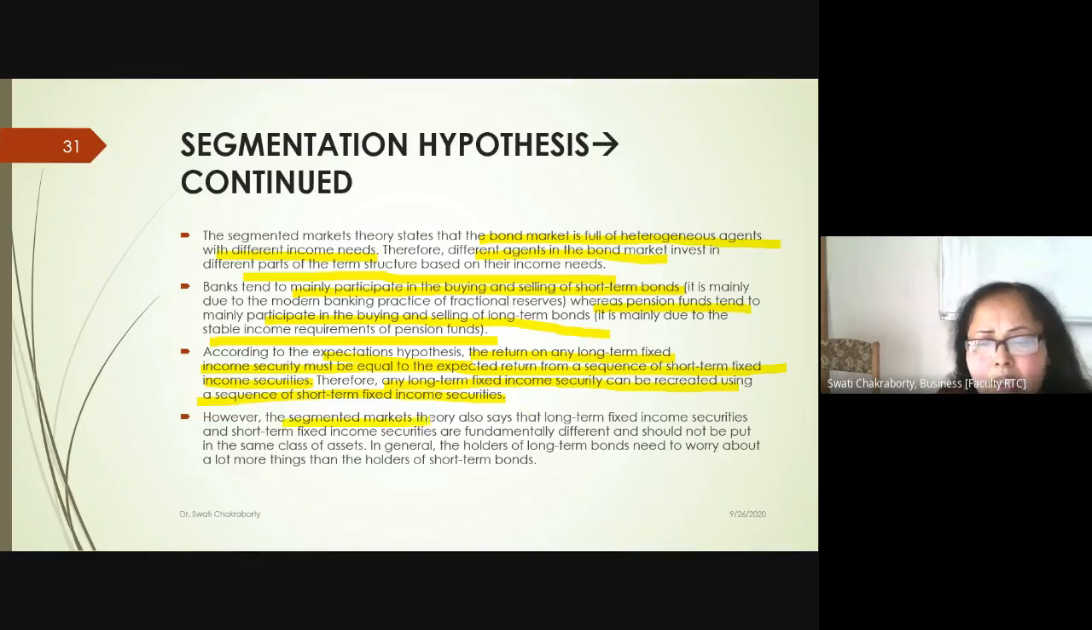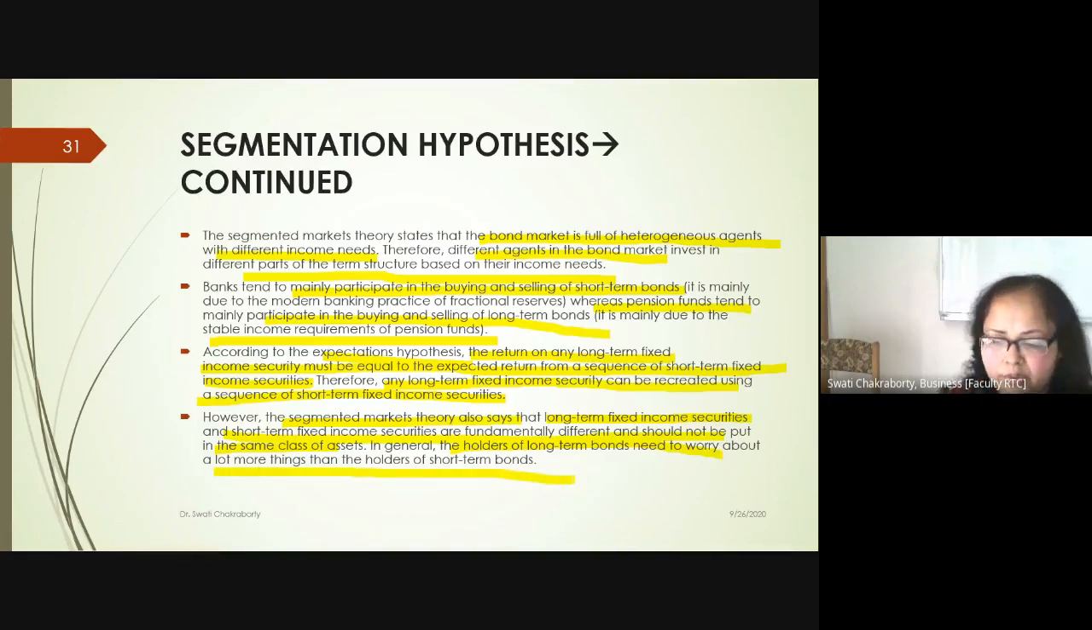But segmented market theory says that long-term fixed income securities and short-term fixed income securities are totally different and cannot be put in the same class of assets, right? Why? Because each of these types of securities is totally determined or influenced by the demand and supply for that particular type of investment. In general, the holders of long-term bonds need to worry about a lot more things than the holders of short-term bonds.